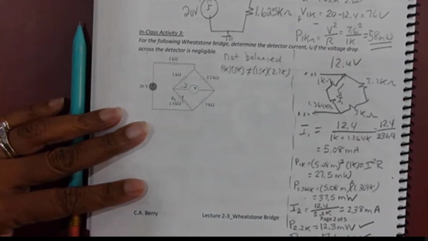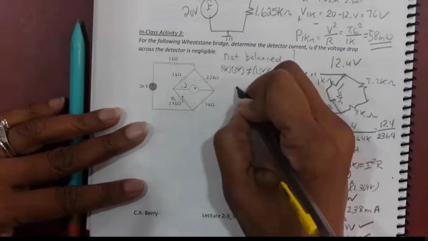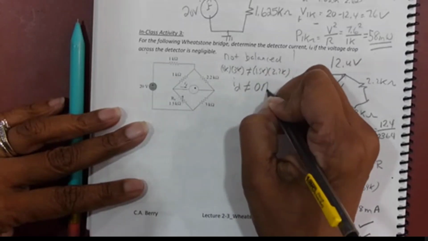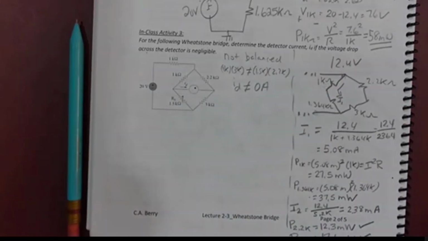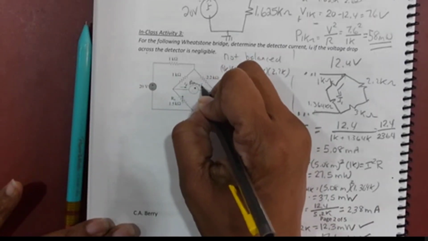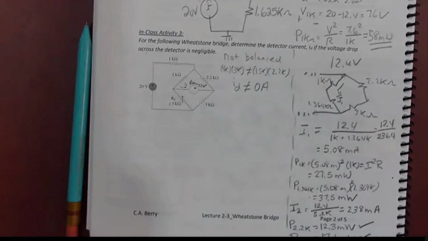So because it's not balanced, that means the current through that detector is not equal to 0 amps. So that ammeter, remember the detector is just an ammeter. This is an ammeter, which now everybody has had labs, so everybody knows what an ammeter is. All right, woohoo!